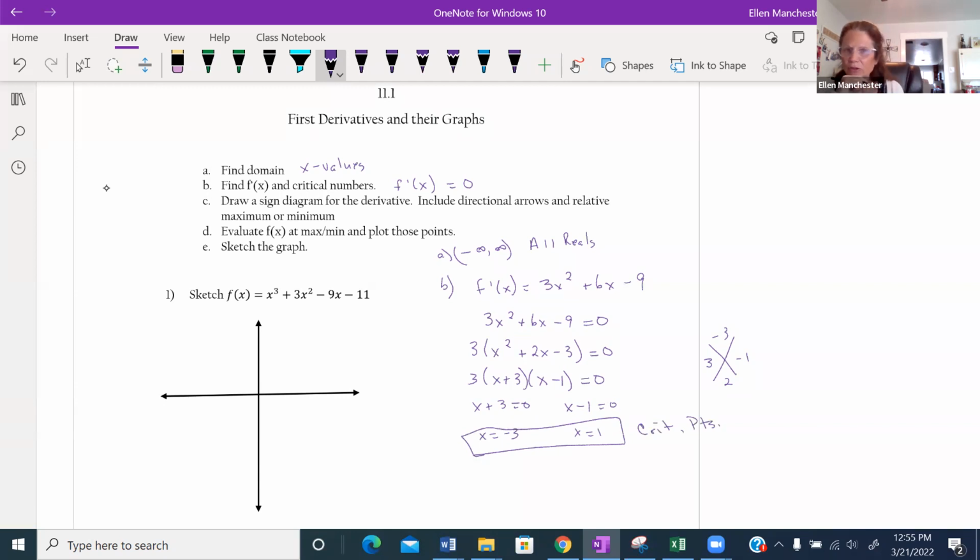Okay, that's how you find your critical points. You set your derivative to 0, and then you solve. And usually you will be factoring with these. Factoring, or if it's a quadratic, you can use the quadratic formula.